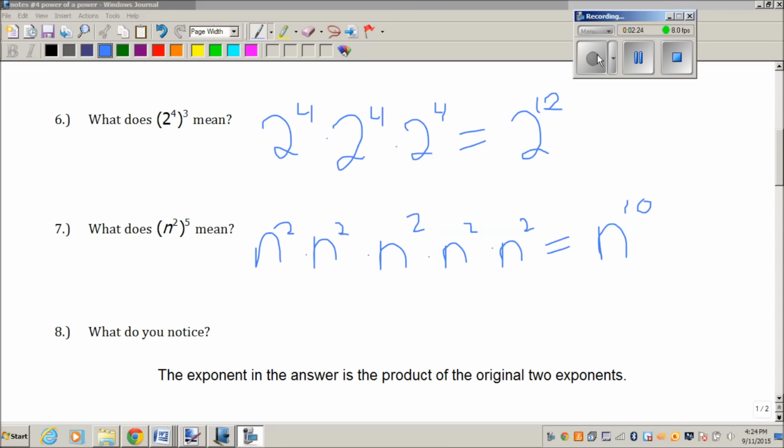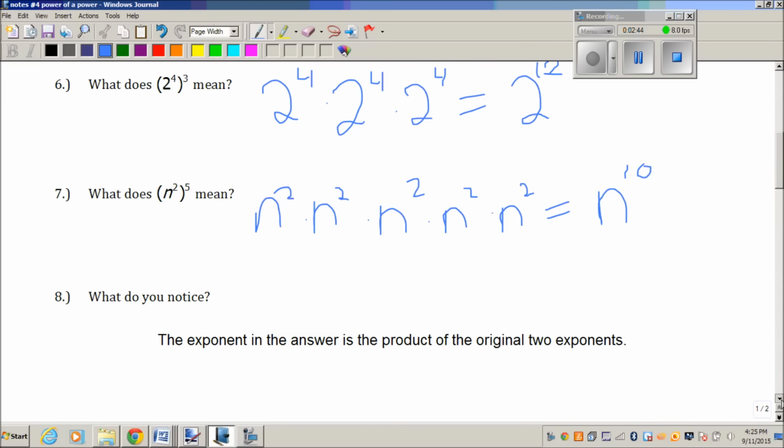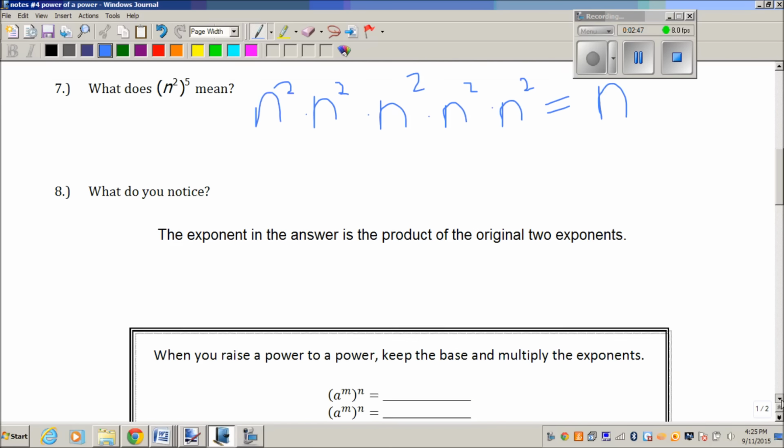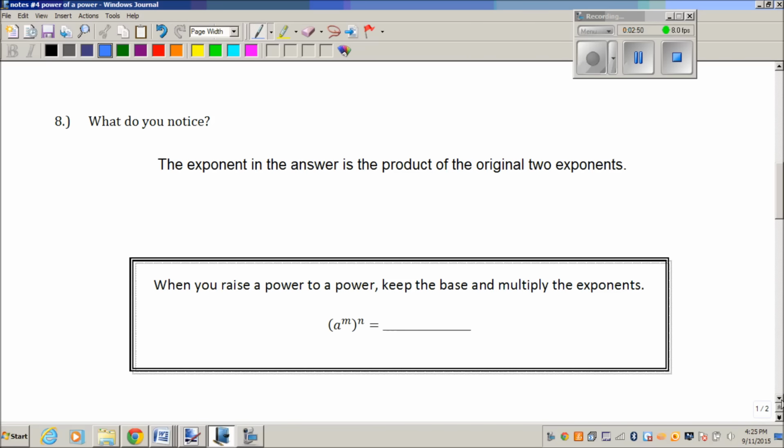So what I've written here is that the exponent in the answer is the product of the two original exponents. Product meaning the answer when you multiply. So when you raise a power to a power, and you write it out the long way, you see that instead of writing out the long way, you can simply multiply the exponents. So down here in our answer box, it says when you raise a power to a power, keep the same base and simply multiply the exponents. So I can simplify this expression to a raised to the m times n power.